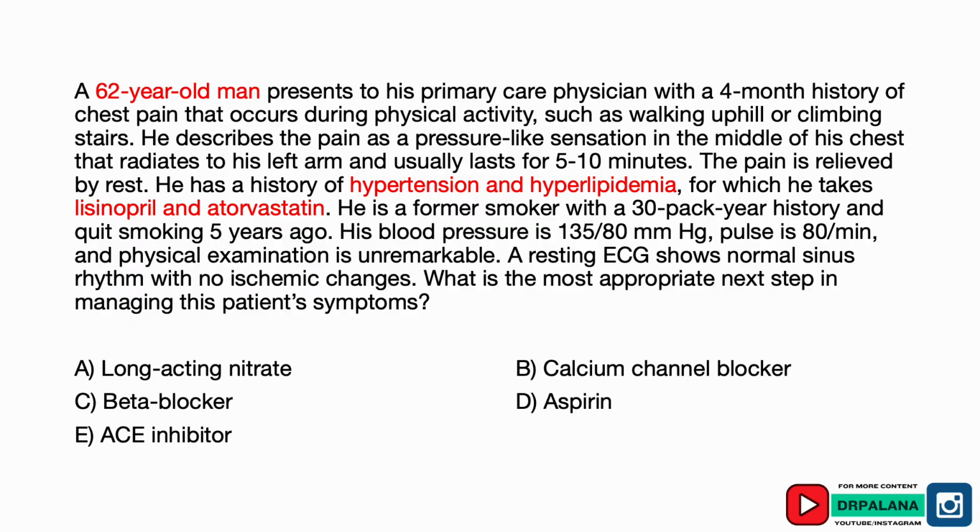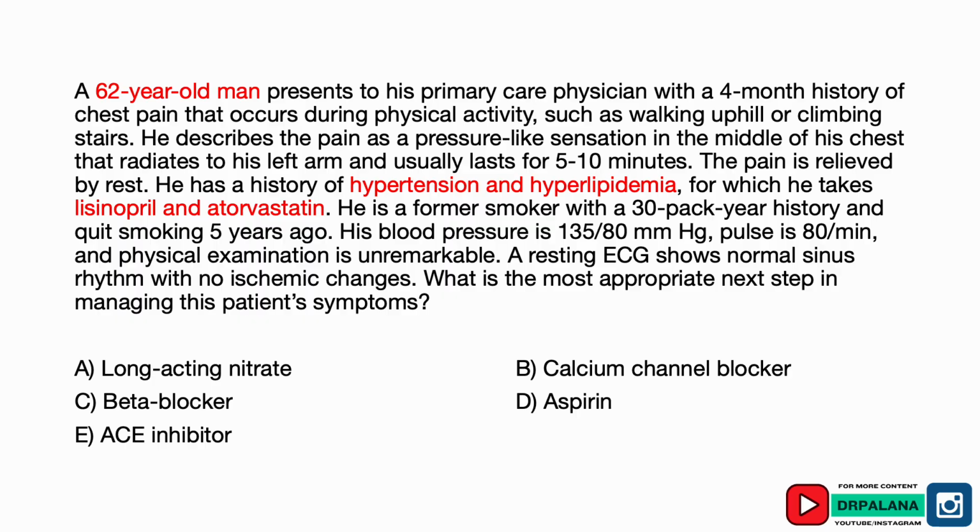He has a history of hypertension and hyperlipidemia, for which he takes lisinopril and atorvastatin. He is a former smoker with a 30-pack year history and quit smoking 5 years ago. His blood pressure is 135 over 80, pulse 80, and physical examination is unremarkable. A resting ECG shows normal sinus rhythm with no ischemic changes. What is the most appropriate next step in managing this patient's symptoms? A. Long-acting nitrate. B. CCB. C. Beta blocker. D. Aspirin. Or E. ACE inhibitor. The correct answer is C.